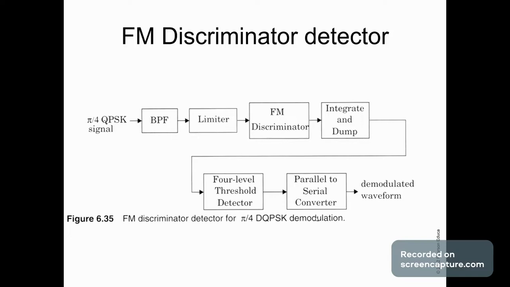So the limiter removes any envelope fluctuations. The FM discriminator extracts the frequency deviation of the received signal. The 4-level threshold detector detects the signal based on the phase difference. Integrate and dump extracts the phase difference. Parallel to serial acts as a multiplier over here, and there you get your demodulated output.